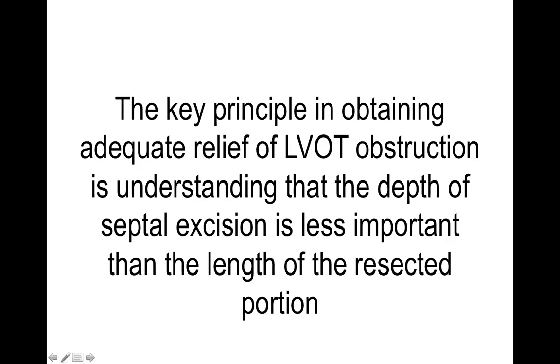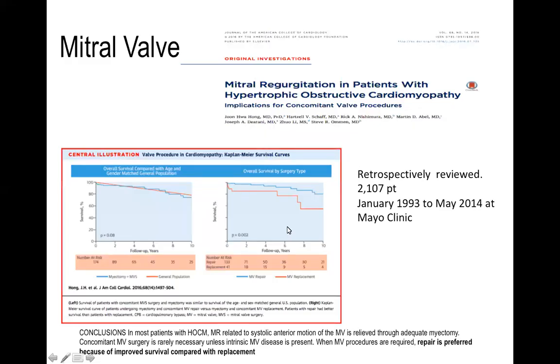So in case of mitral valve regurgitation in patients with HOCM, this is a retrospective review of around 2,000 patients from 1993 to 2014 at the Mayo Clinic. And they looked at survival: the red line is patients with HOCM who underwent mitral valve replacement, and this is mitral valve repair. They found that survival with mitral valve repair is better than with replacement, and they concluded that repair is preferred because of improved survival compared with replacement.